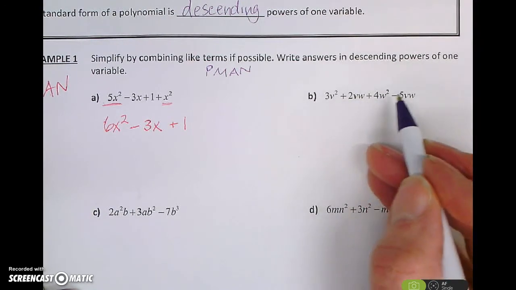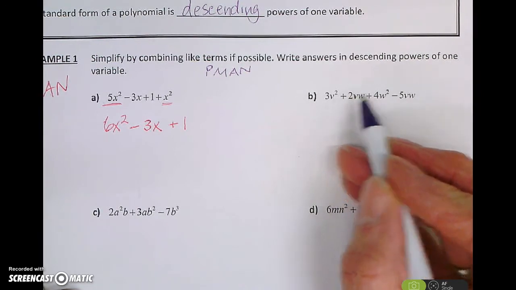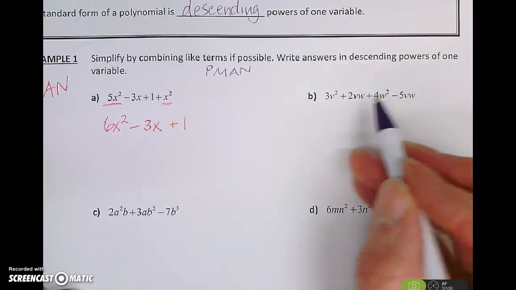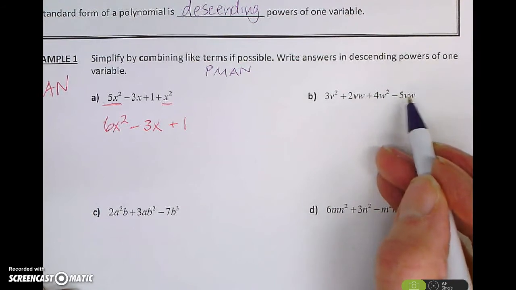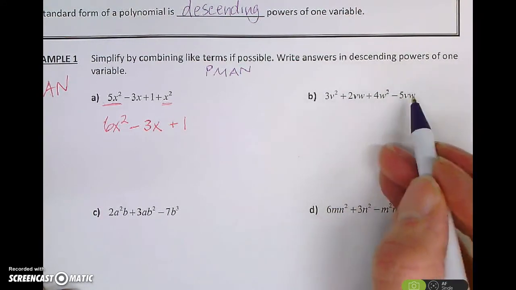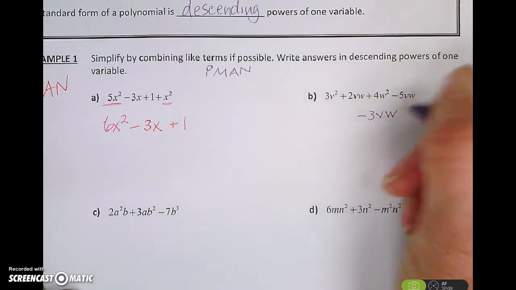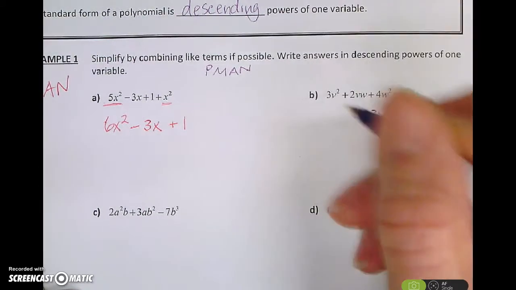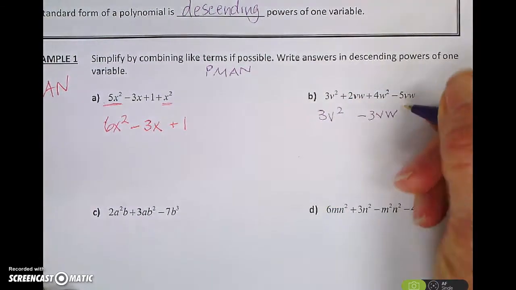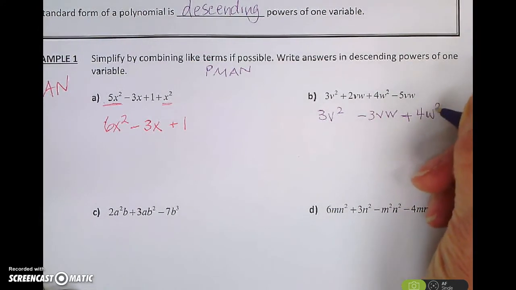So these two terms have the same variable combination. So I can combine them by adding their coefficients. So they're going to add up to be a negative 2, and a negative 5 is a negative 3VW. So then I'd have the 3V to the second and plus 4W to the second.